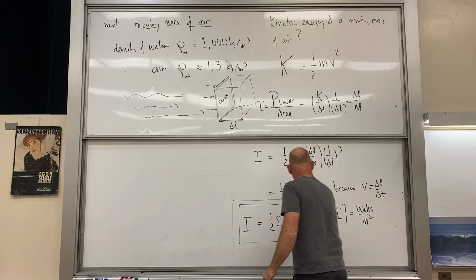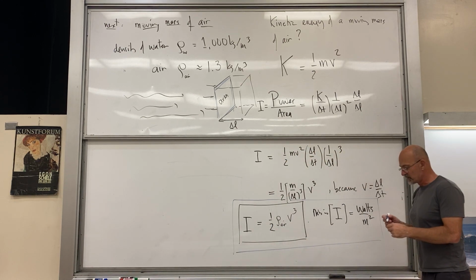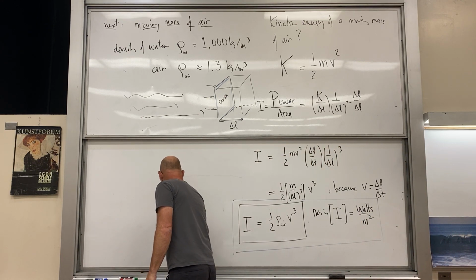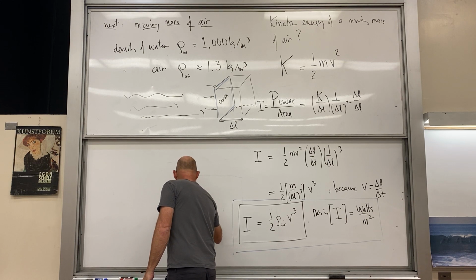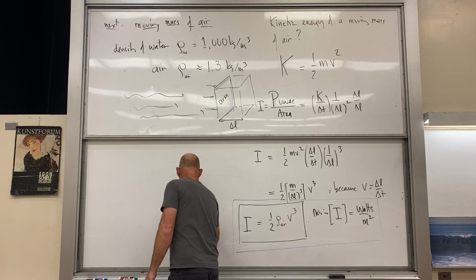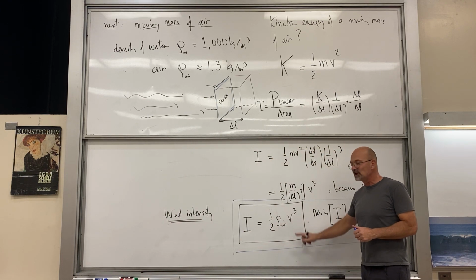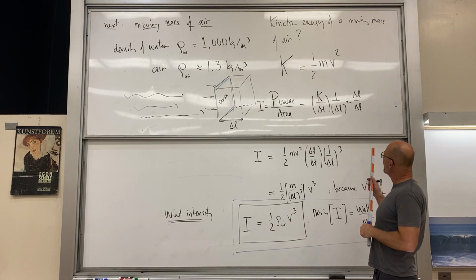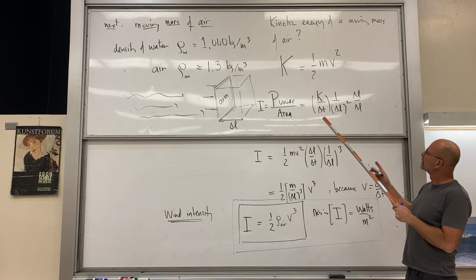I should actually rewrite it. Okay. This is our important result. Intensity. So I'm going to call it the wind intensity: 1/2 density of air v cubed. What else is there to say about this derivation? Could have been a little smoother, but this is what we have here.